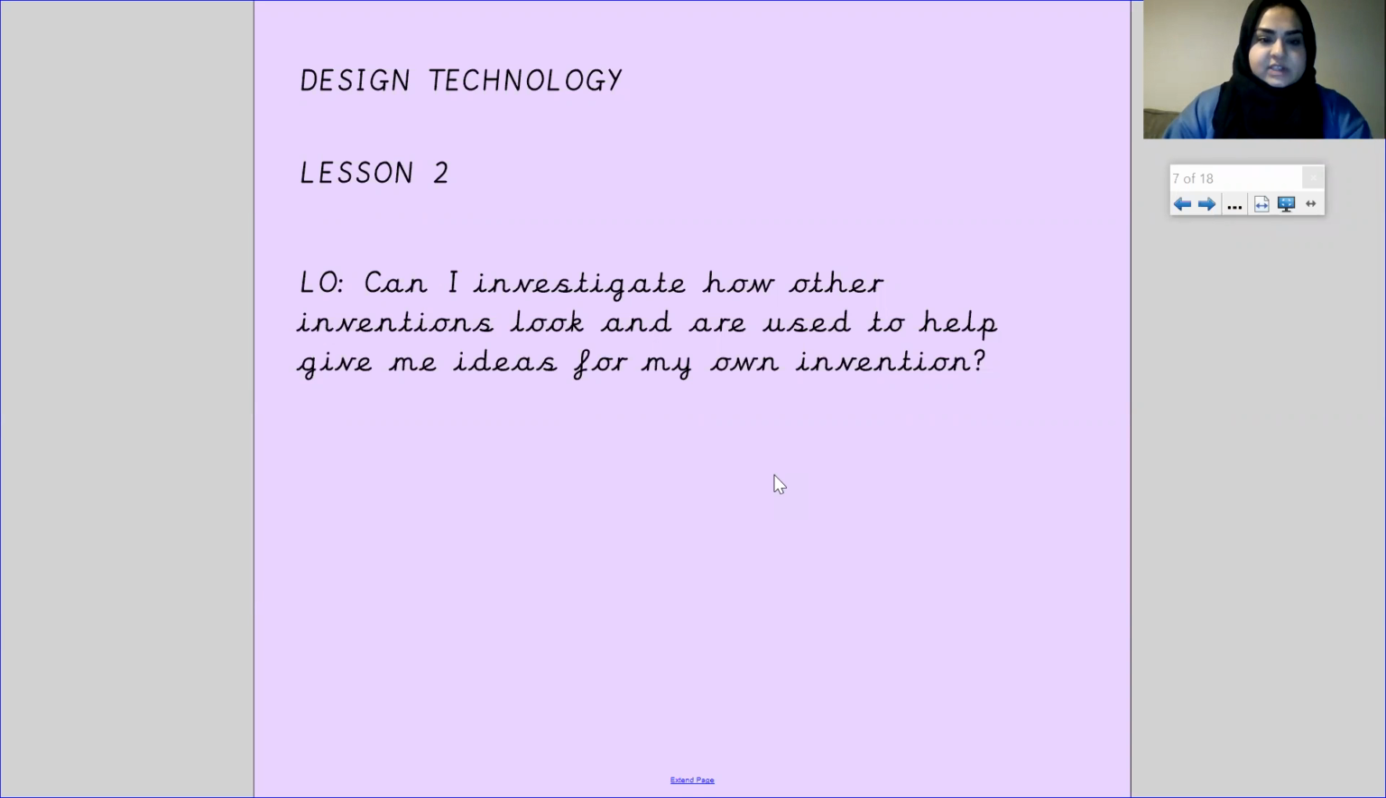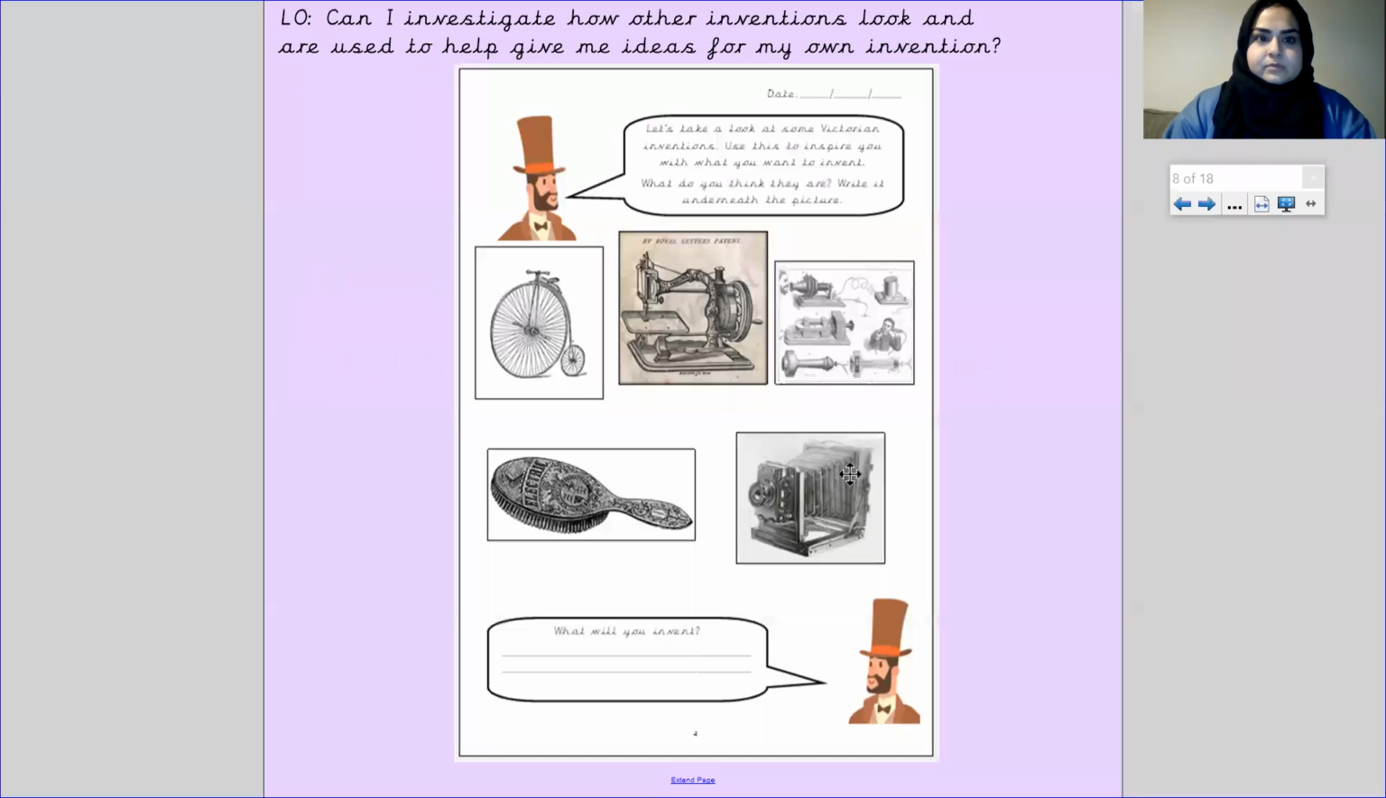So your learning objective today is, can I investigate how other inventions look and are used to help give me ideas for my own invention? If you have a look at this worksheet, let's take a look at some Victorian inventions. Use this to inspire you with what you want to invent.